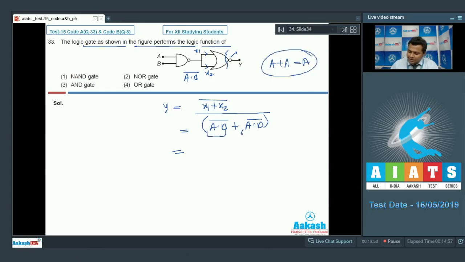So this together will give you only A dot B complement, whole complement, and ultimately we are getting A dot B as complement and complement cancels each other. It is performing the function of AND gate, so we will go for option number 3 only. Now move on to the next, that is 34 number.